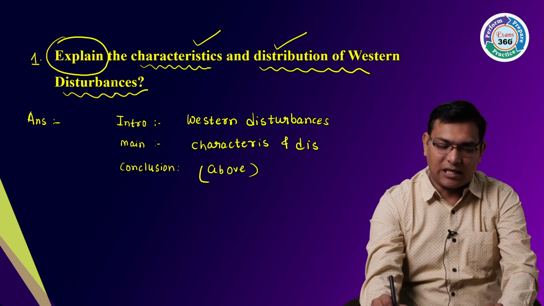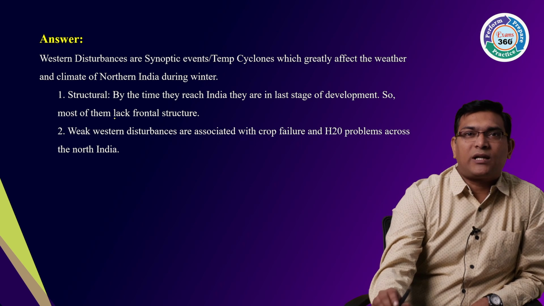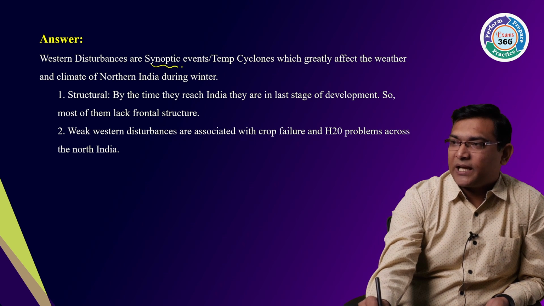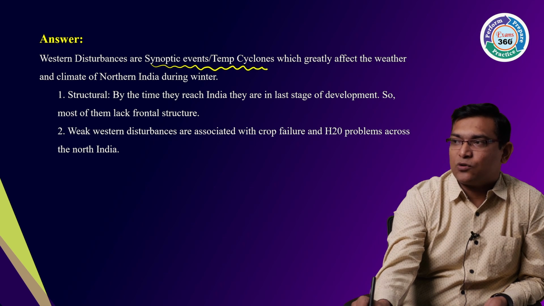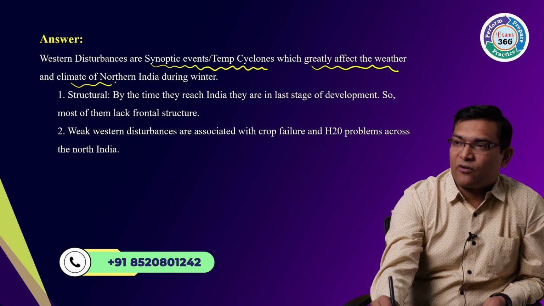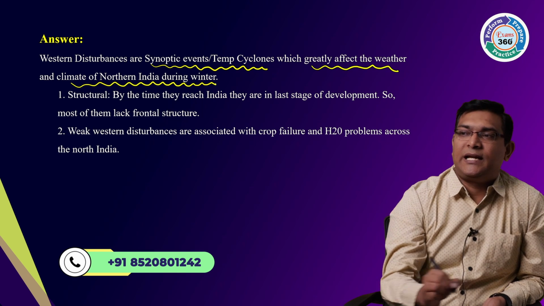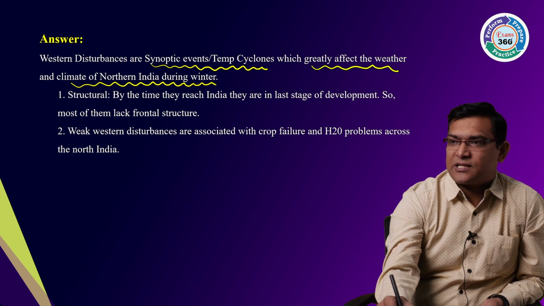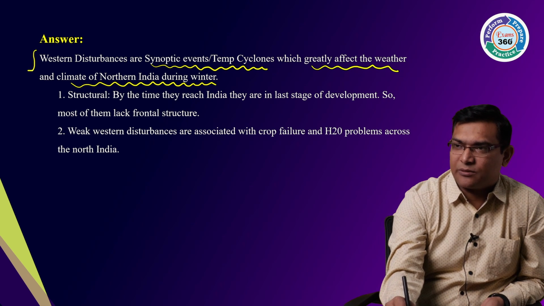So let us start the answer. So see here, what are western disturbances? Western disturbances are a synoptic event or temperate cyclones which greatly affects the weather and climate of North India during the winter. See, this is the introduction part.